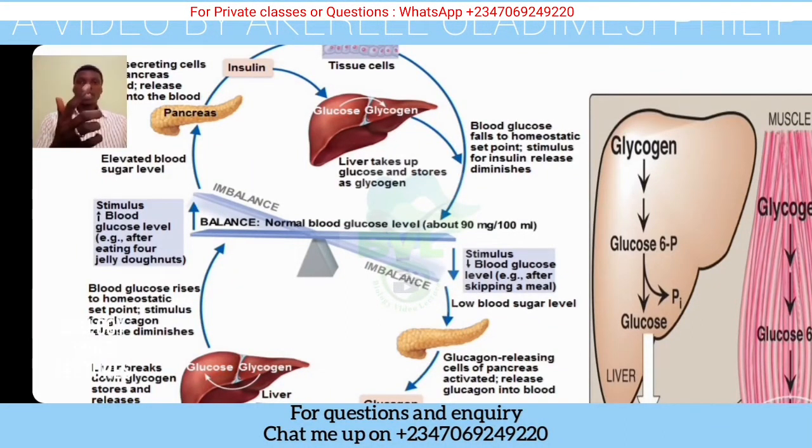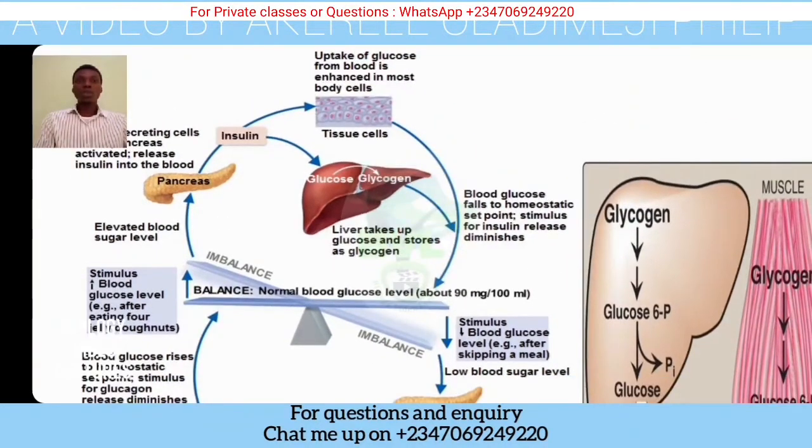When the glucose level rises, that stimulus will go to what? You see, the elevated blood sugar level will go to the pancreas to secrete what? To secrete insulin. Insulin will do what? Look at the liver here, it will convert glucose to glycogen. Then uptake of glucose will be increased by cells. It will also tell cells to absorb more glucose. That is insulin giving that instruction.